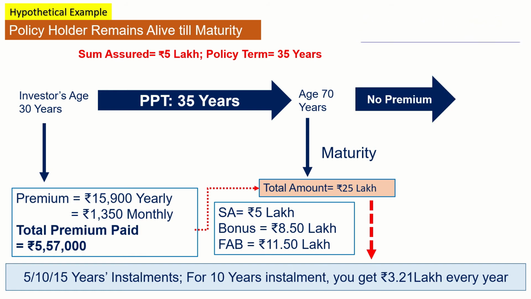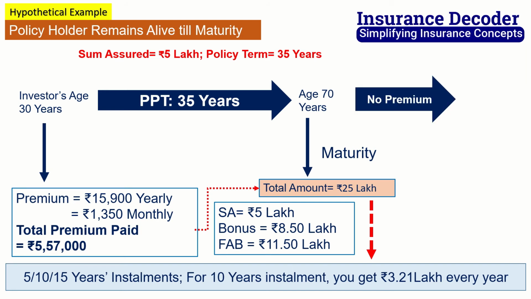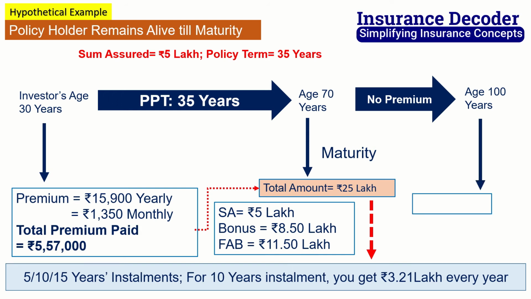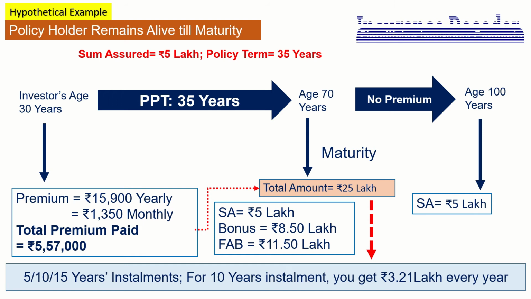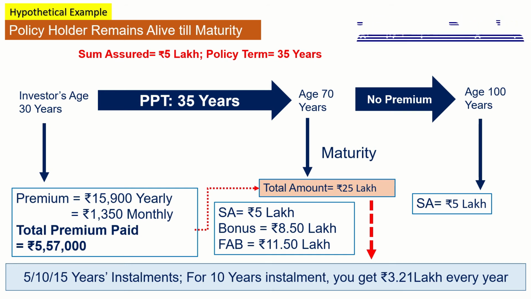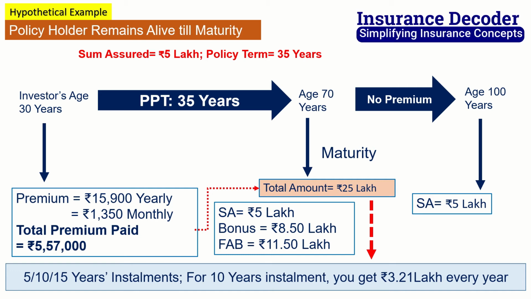The policy will not stop here. Thereafter, after 70 years, you will not have to make any kind of premium payment. And when your age reaches 100 years, then the insurance company will pay you the sum assured amount, that is 5 lakh rupees. So from that 70 years till the age of 100 years, or the age when the person dies, suppose the person dies at the age of 80, then his family will get 5 lakh. If he dies at the age of 90, family will get 5 lakh.